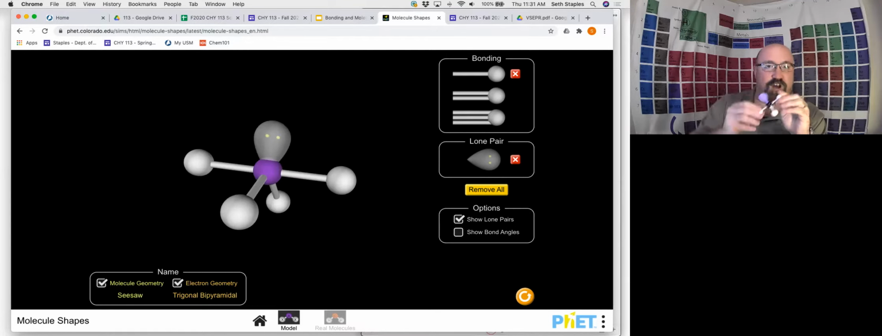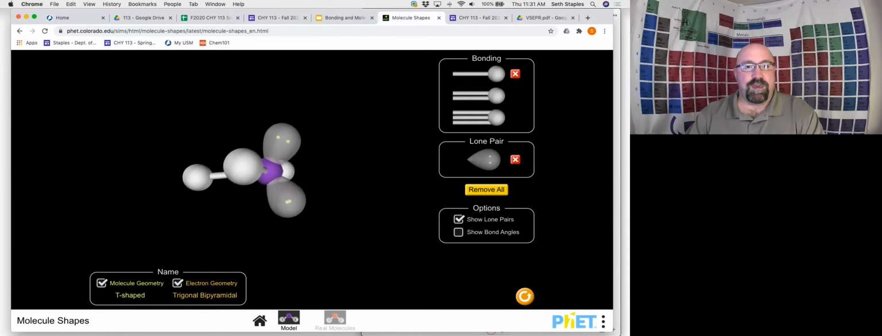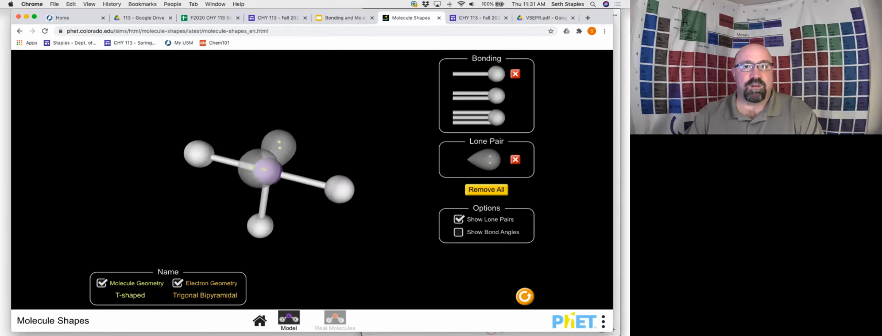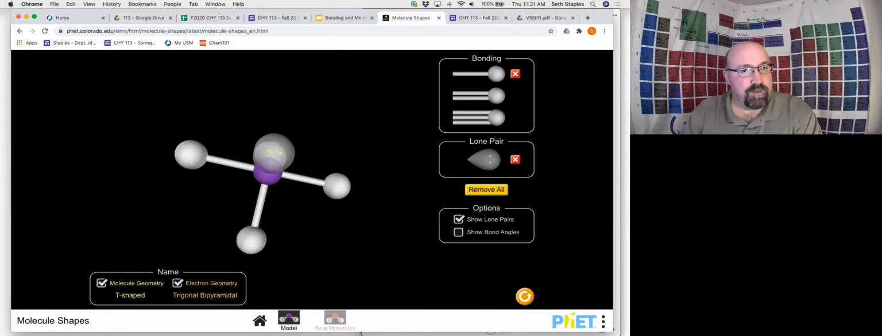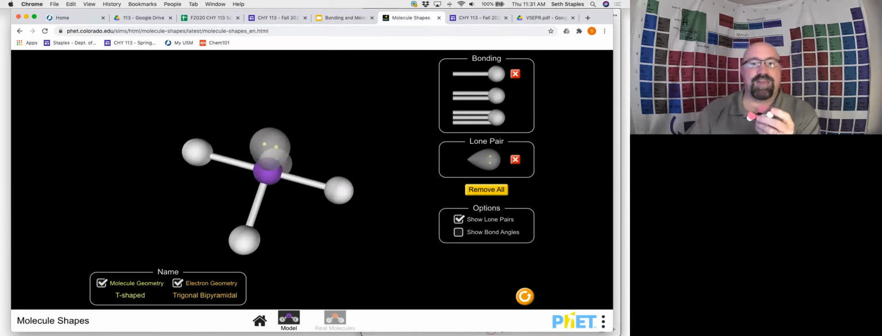But there's our seesaw shape. Yeah, so one lone pair, still an electron geometry of trigonal bipyramidal. We lose one more bond, add another lone pair. Now we get what we call a T-shaped molecule. So again, 5 electron domains still, so it's still a trigonal bipyramidal electron geometry, but the actual molecular geometry is T-shaped. It's pretty easy to see where that name comes from.